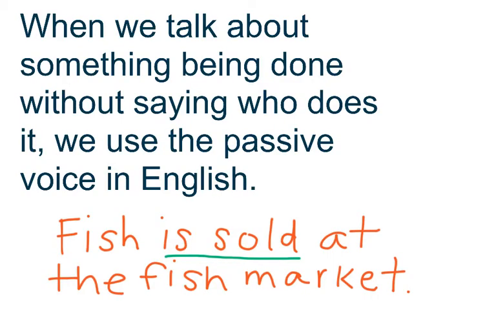So when we talk about something being done without saying who does it, we use the passive voice in English. This might be something like, fish is sold at the fish market. That would be in comparison with something like, I sell fish at the fish market, or the vendors sell fish at the fish market. So this is the "is sold." We don't know who's selling it, but we know it is sold. So that's the passive voice in English.